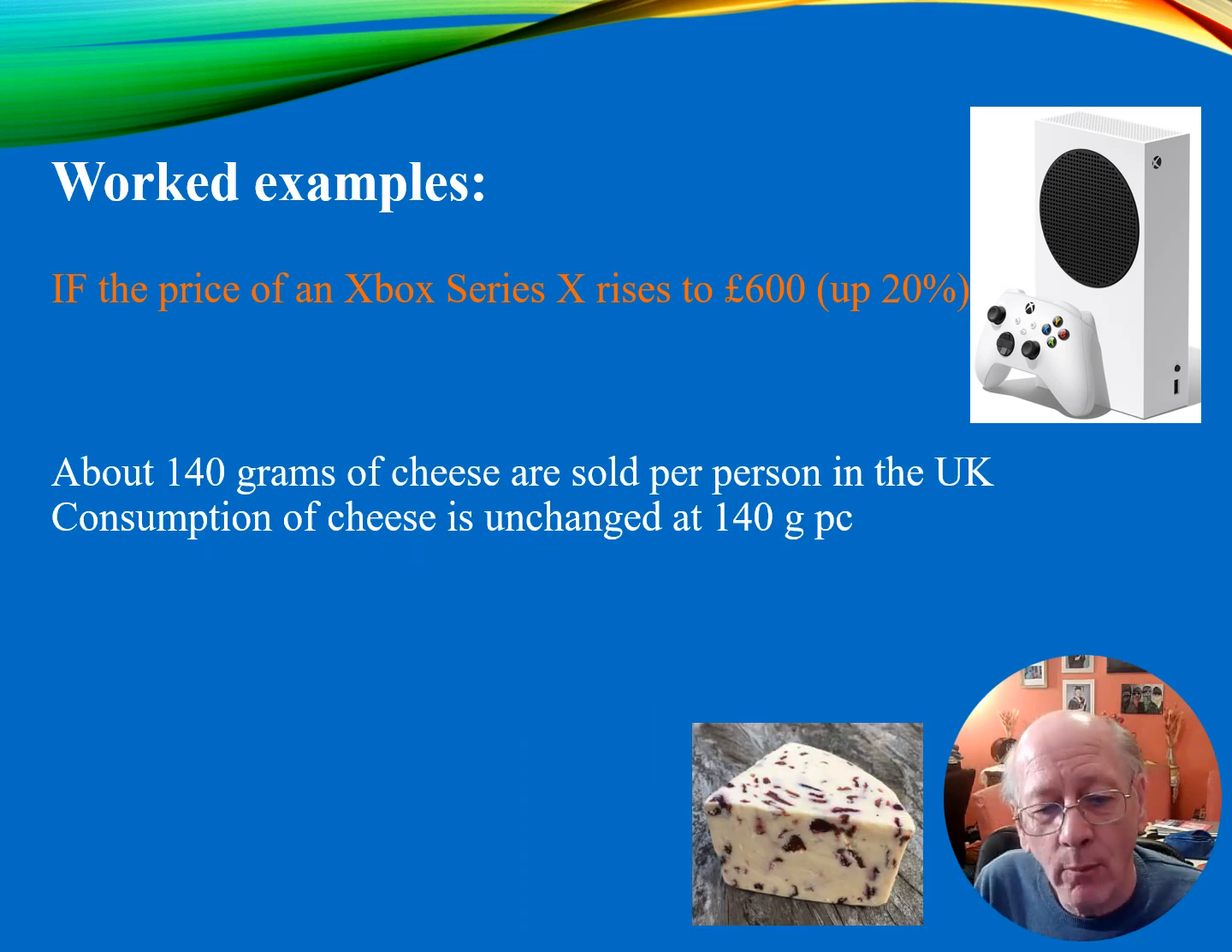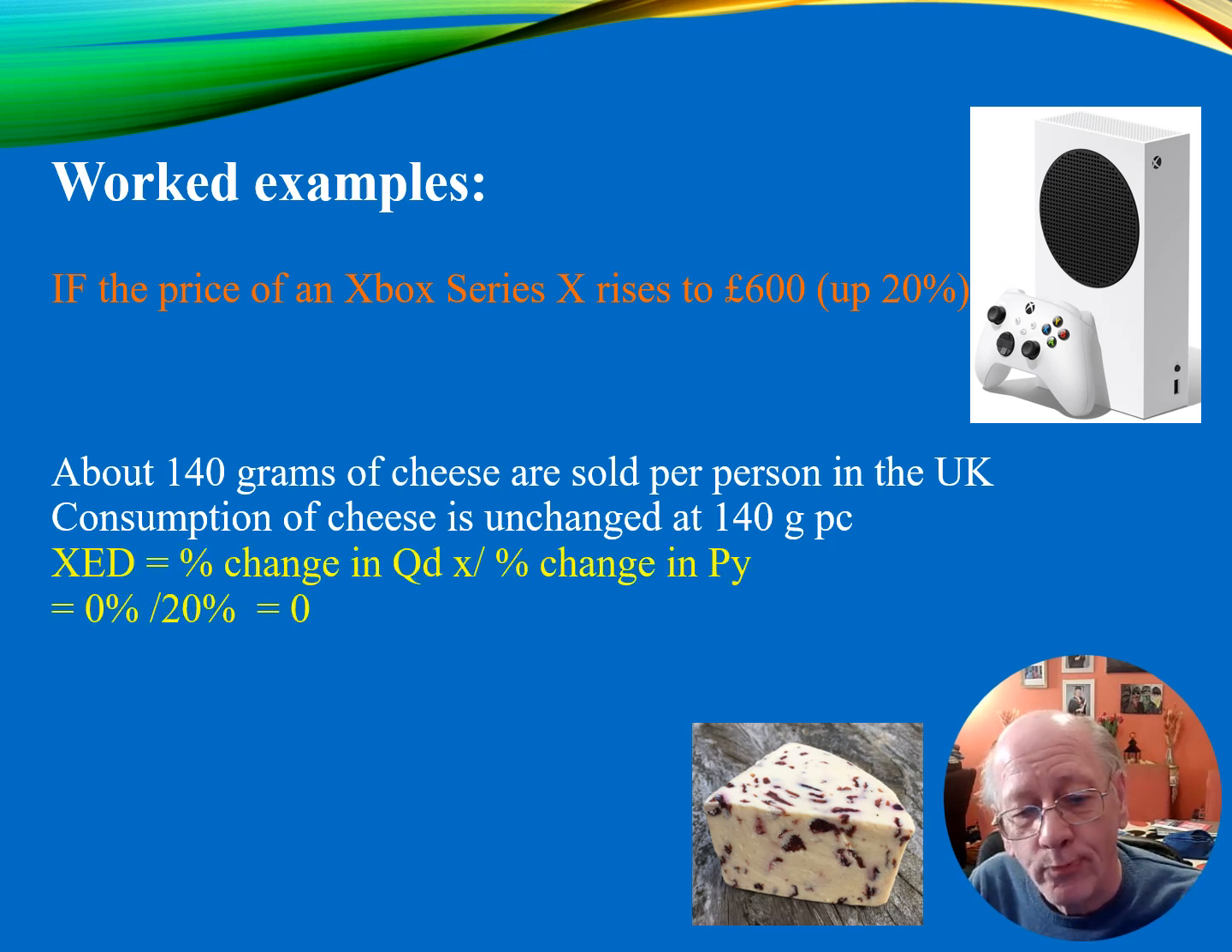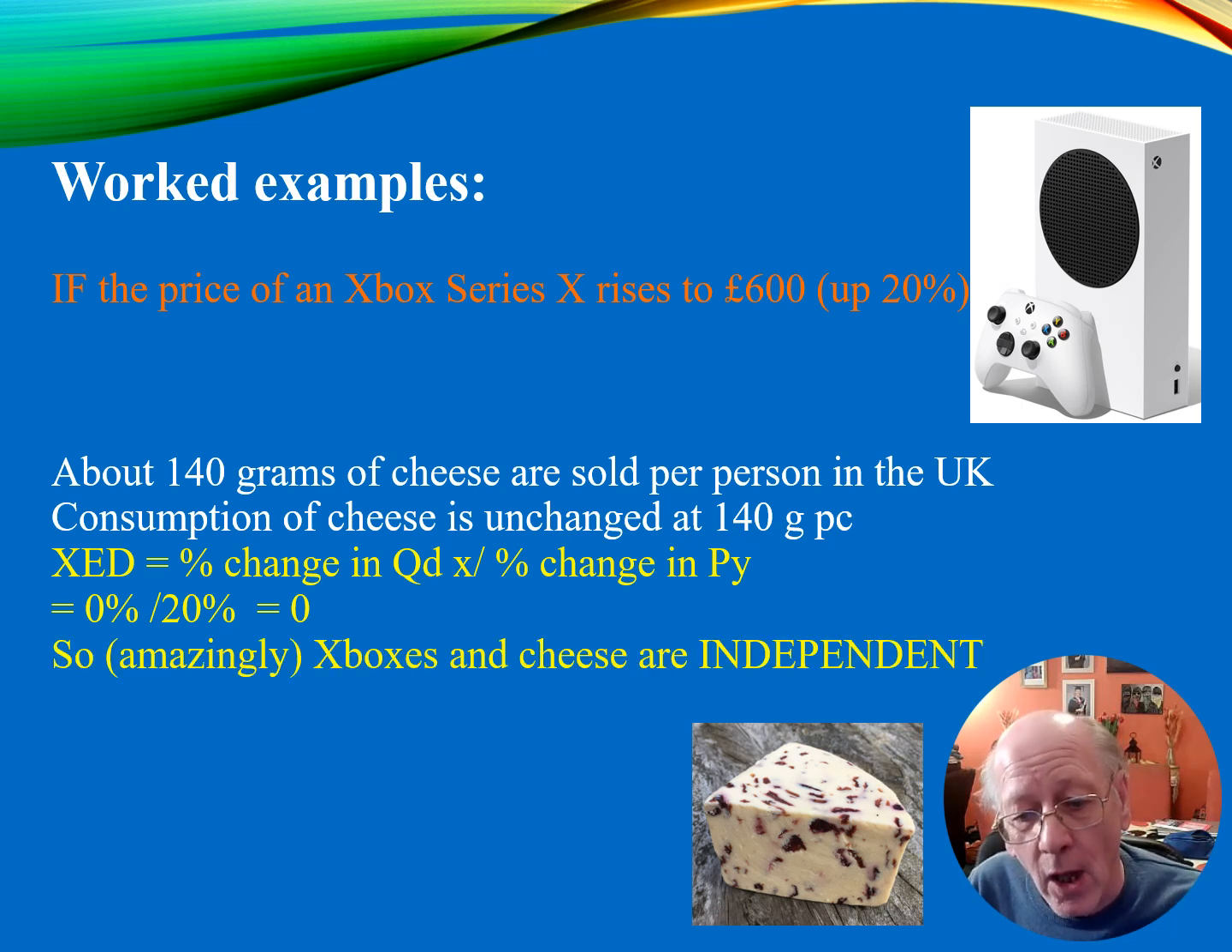So our final example is cheese. I think we know what the answer is going to be here. Well, as a result of that increase in the price of the Xbox, the consumption of cheese is completely unchanged. So 0 over 20% gives us a figure of 0. So that means that Xboxes and cheese are independent. Well, who'd have thought that?